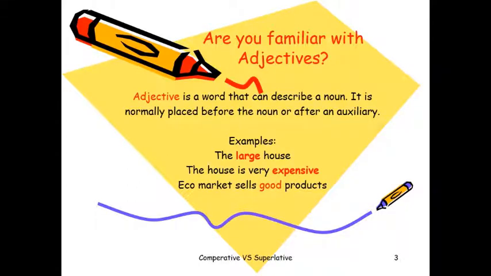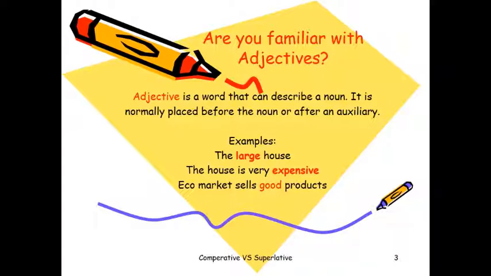What does the adjective mean to you? An adjective is a word that can describe a noun. It is normally placed before the noun or after an auxiliary. I have provided you some examples: the large house, the house is very expensive, and the last sentence is, Eco-market sells good products.